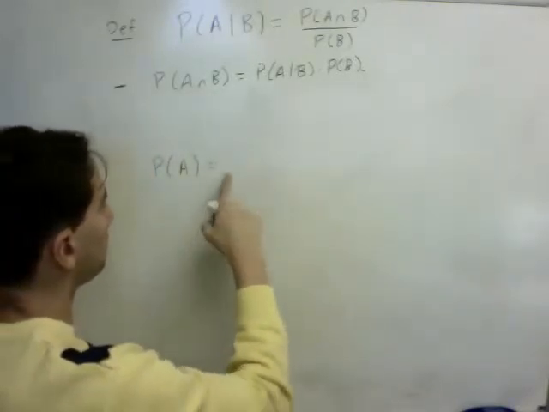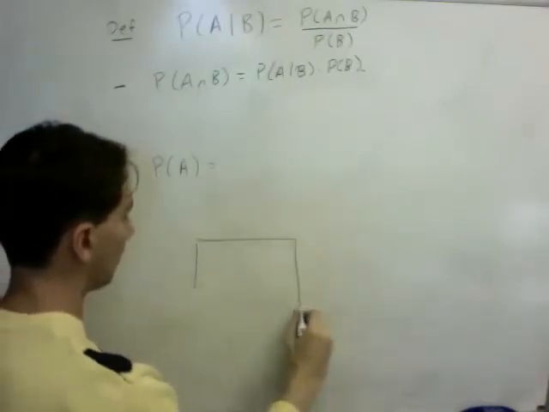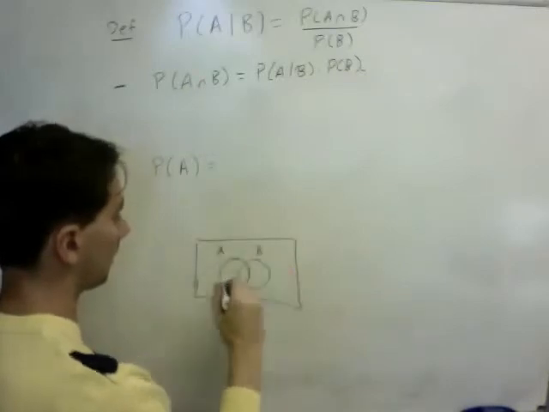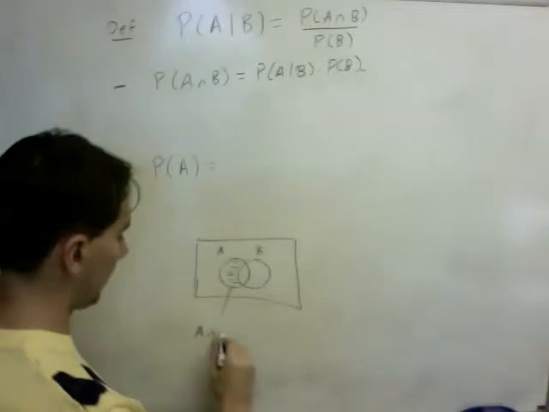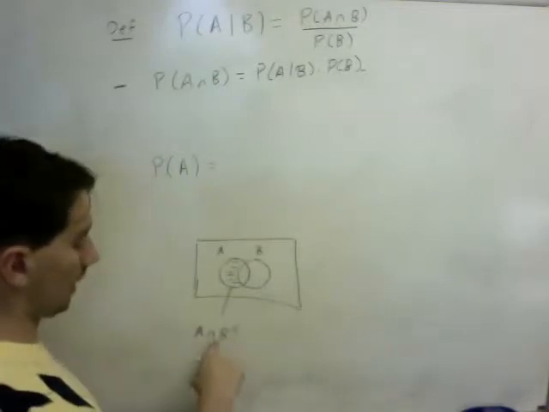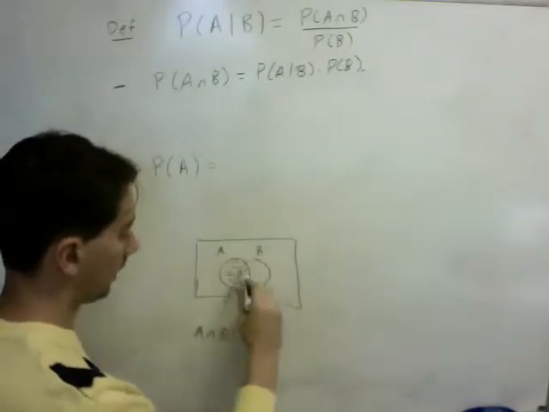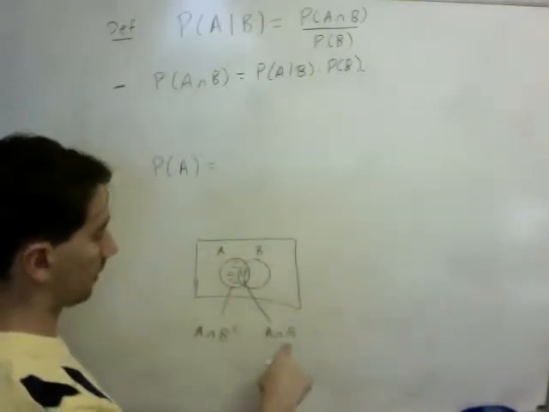So this is, well, now we want to use a little bit of set theory. So let's go back to our Venn diagram. If this is A and this is B, this piece of A here, this is the stuff that's in A but not in B. In other words, it's A and B complement. And this piece here, this is the stuff that's in A and in B. So this is A intersect B.